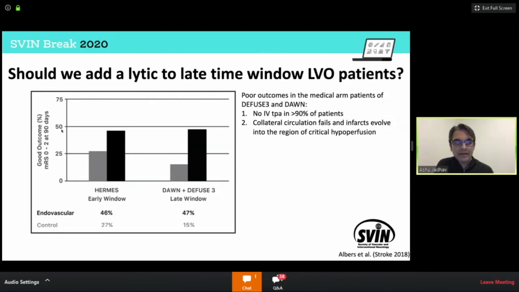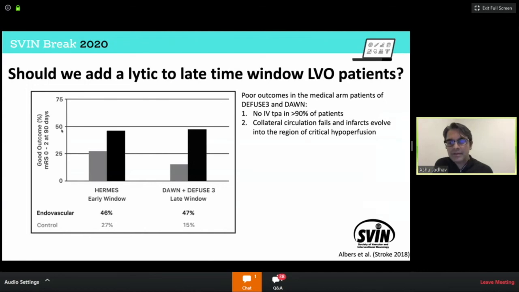But on the flip side, I find this very interesting: if you look at the endovascular versus control arm in HERMES, which is all the early time window trials, and DIFFUSE 3 and DAWN, the late time window trials, the good outcomes in the endovascular arm are basically the same. About 46, 47% of patients do well in terms of mRS of 0 to 2. Interestingly, the control arm is much worse in patients in DAWN and DIFFUSE 3, and likely that is because patients did not get any kind of lytic therapy or any kind of reperfusion therapy.